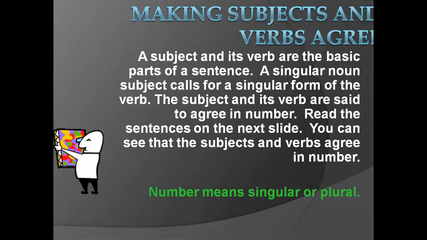Now I am going to give you brief information about subject and verb agreement. Well, what is subject and verb agreement itself? How can we make a sentence's subject and verb agree with each other? A subject and its verb are the basic parts of a sentence. A singular noun subject calls for a singular form of the verb. The subject and its verb are said to agree in number. Let's read the sentences and see examples of how they agree in number.